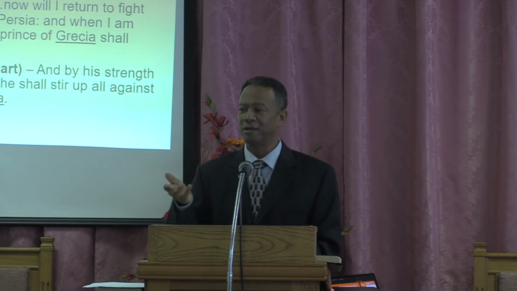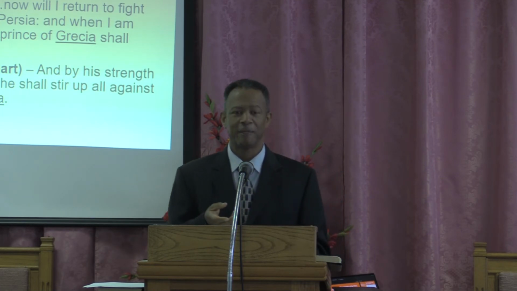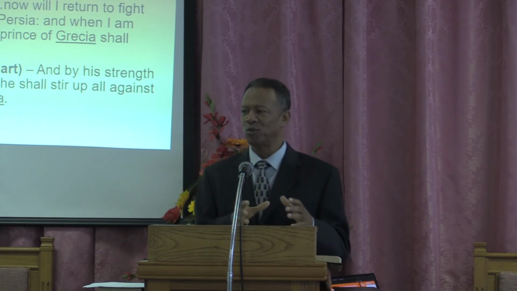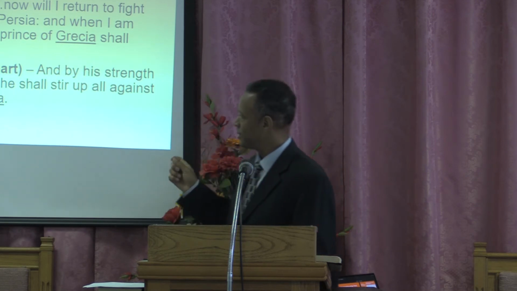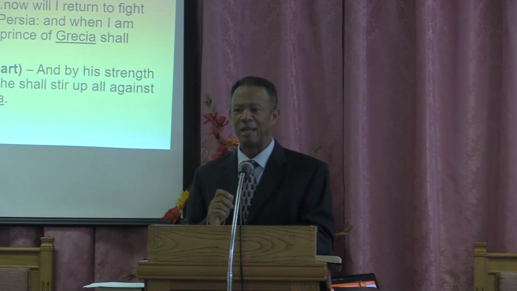The Vatican. The Vatican is a city-state. It's a city, but it has statehood, right? And so in Greece, in the nation of Greece, were these city-states. And so Alexander the Great came from one of those city-states named Macedonia. And I think we've heard about that. Hopefully it'll come back in a minute.